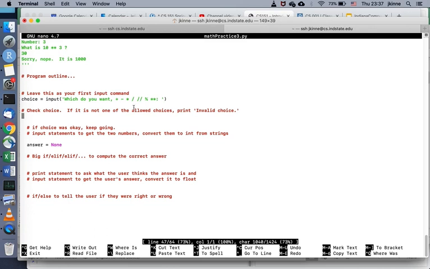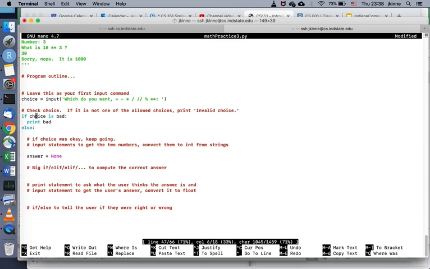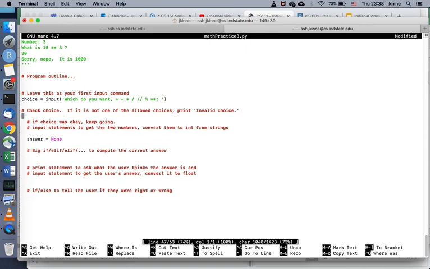Depending on how you do that, the way I did it was I had code something like: if choice is bad, print bad, else, something like this. So I had a condition for choice being bad. This is not real code. Then I printed my invalid. And all the rest of this, the comments are indented because that's where it was in my code. It depends on how you write it. If the choice was okay, then we'll keep going.